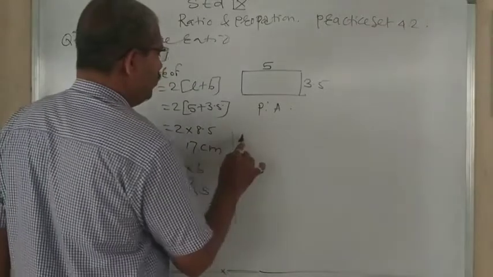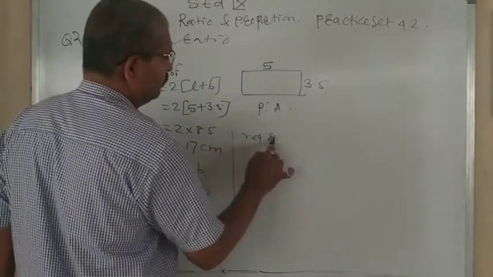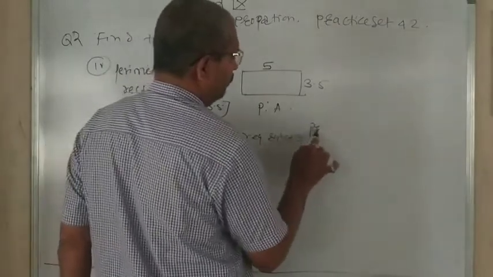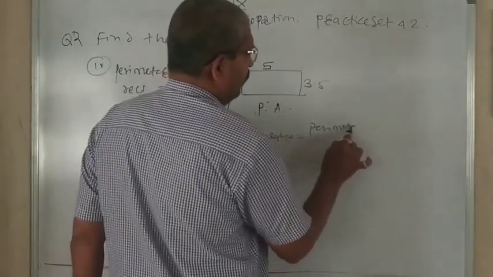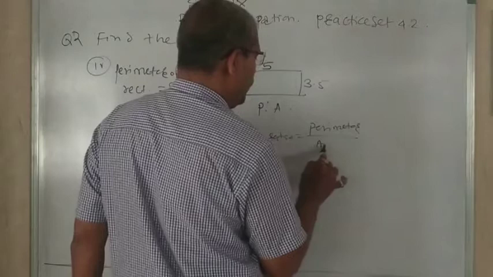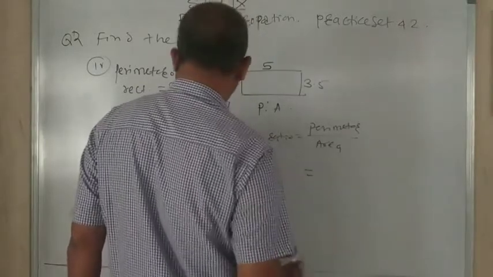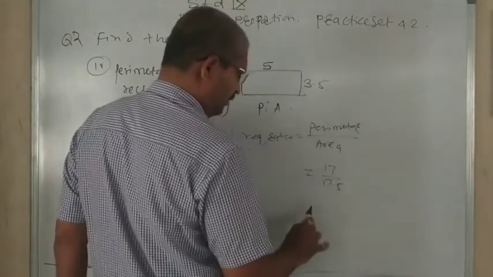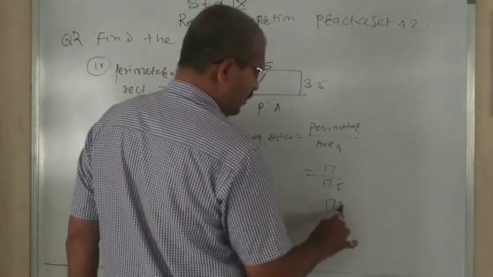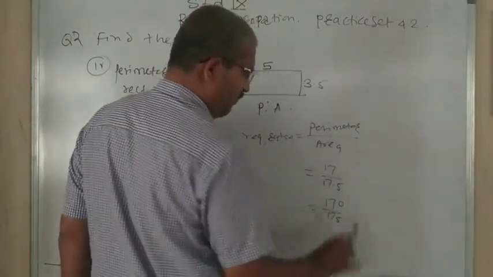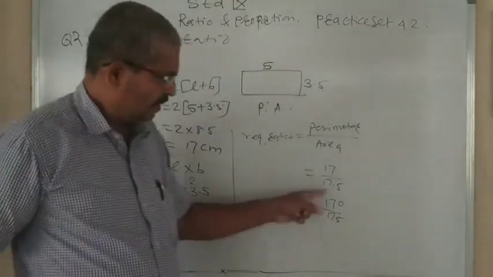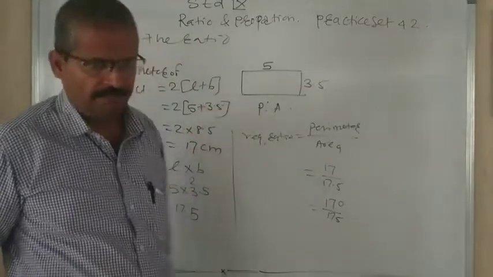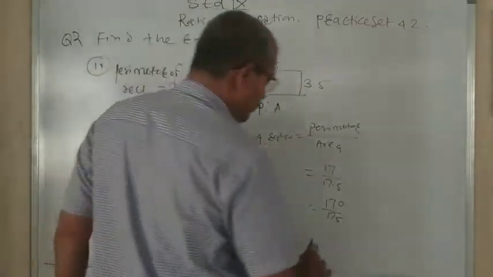Therefore, required ratio is equal to perimeter upon area, 17 upon 17.5. So then 170 upon 175. After the point there is one digit, so 1 zero is taken. Then if possible you may divide.